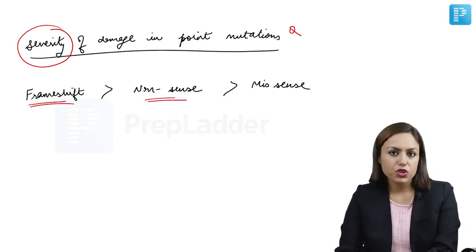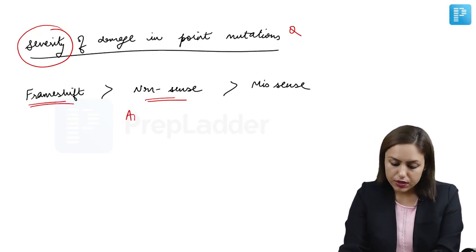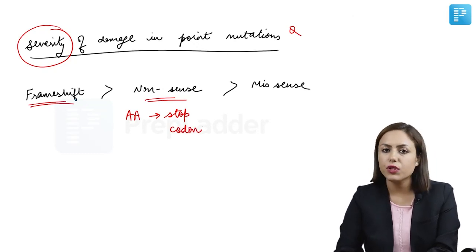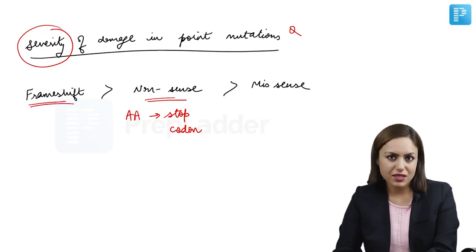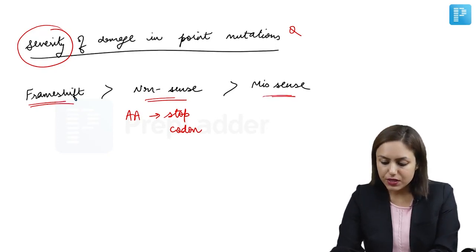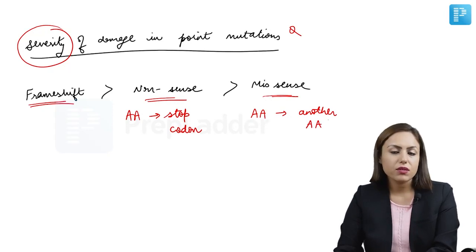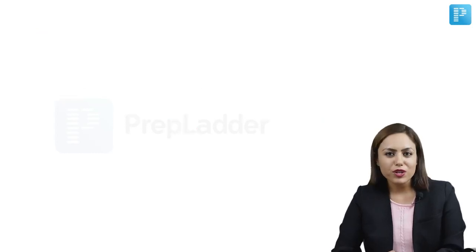Then is nonsense mutation, which is less dangerous than frame shift. In nonsense mutation, some amino acid is replaced by stop codon and there is early termination of the protein. So a shorter protein will be synthesized, right? Then comes missense mutation, in which one amino acid is changed with another amino acid, right? So this is less dangerous than the nonsense mutation, right? So this is it with molecular biology.